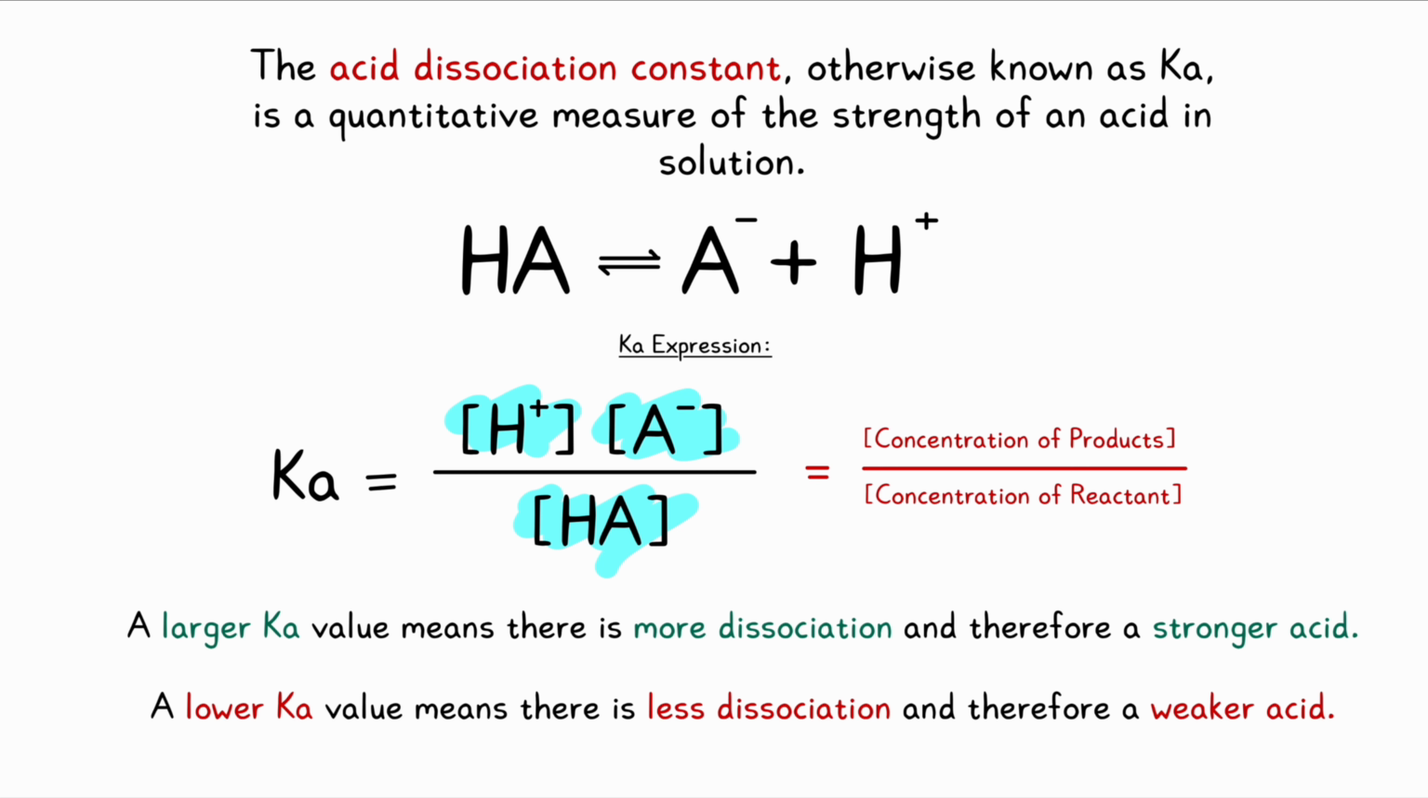If you have a larger Ka value, there's more dissociation going on and therefore a stronger acid. If you have a lower Ka value, that means there's less dissociation going on and therefore it's a weaker acid.